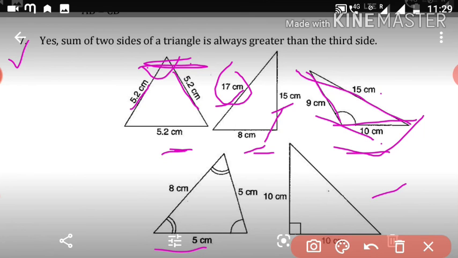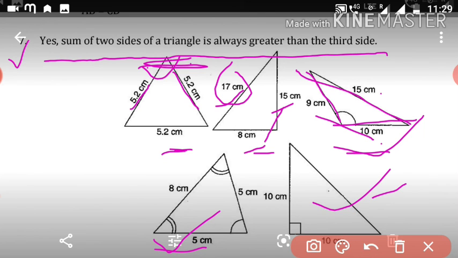15. So if you draw any triangle and add two sides, then those two sides will always be greater than the third side. So you will write yes, the sum of any two sides of a triangle is always greater than the third side. So for the remaining two triangles also you will check.